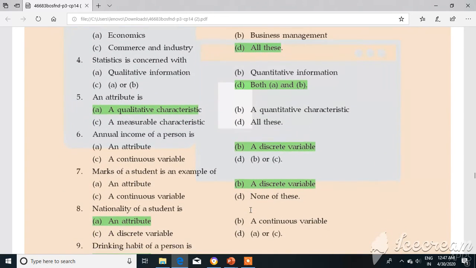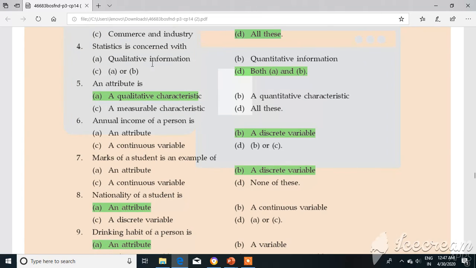Now come to the fourth question. Statistics is concerned with: first, qualitative information; second, quantitative information; third, either qualitative or quantitative; and last, both A and B. Yes, statistics is concerned with qualitative as well as quantitative information, so option D is the correct one.